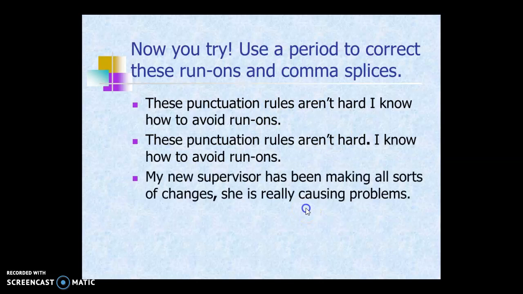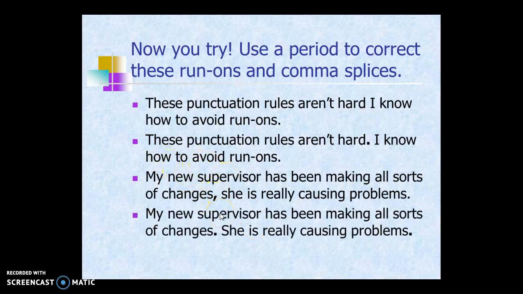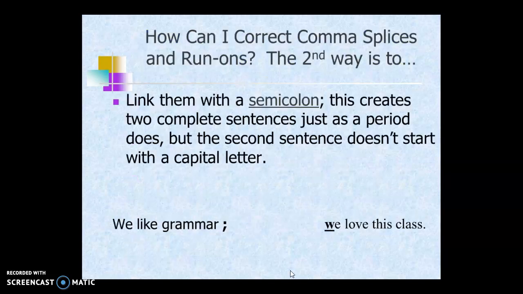And then we have another example. My new supervisor has been making all sorts of changes. She is really causing problems. You see, a comma is dividing two independent clauses. That's called a comma splice. And then, how do we fix a comma splice? We provide a period that will separate the first idea and the second one. So as you see, the last two examples were the correct ones.